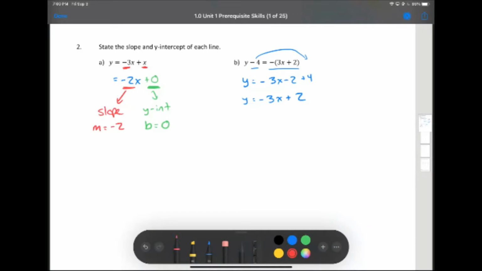All right, same idea as before. The part in front of the x, the coefficient of x, is the slope. m equals negative 3. And the part at the end is the y-intercept, which we call b, and it's equal to positive 2. Not too tricky.